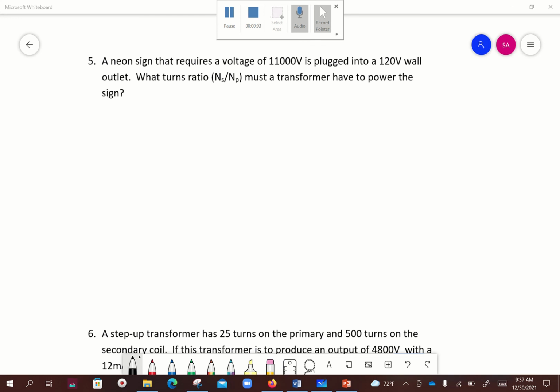The next problems in the chapter have to do with transformers, which turn one current and voltage into a different current and voltage using induction. So we have a neon sign that requires a voltage of 11,000 volts, and it's plugged into a 120 volt wall outlet. So coming in, that's our primary voltage, is 120 volts. And going out, which is our secondary voltage, we need to have 11,000 volts. Okay, so I want to know what's the ratio of turns that you have to have on that transformer.